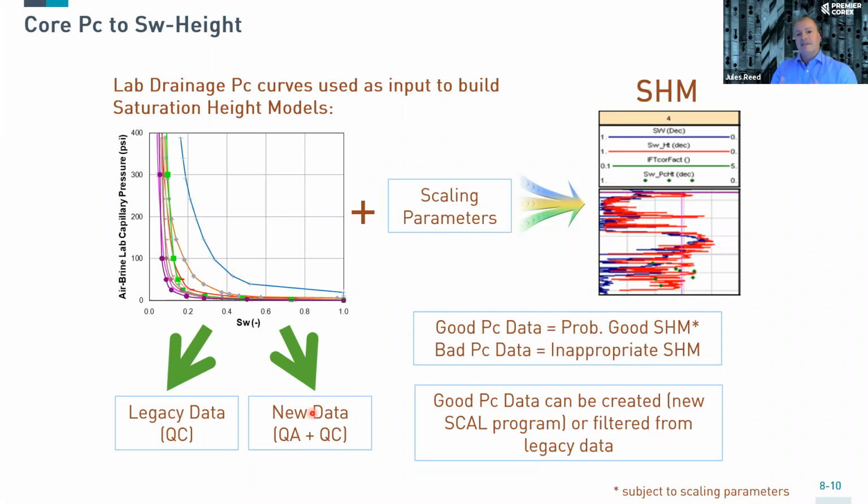Do I see the same distribution in my core data? If I don't, I may need to acquire new data. I may need to set up new tests to acquire data in the missing portions of my model area or missing layers of my reservoir.